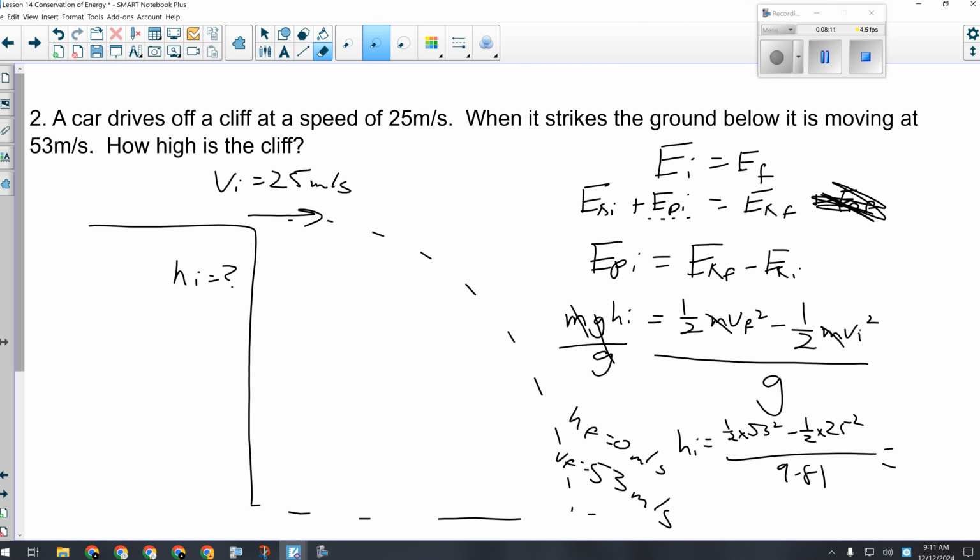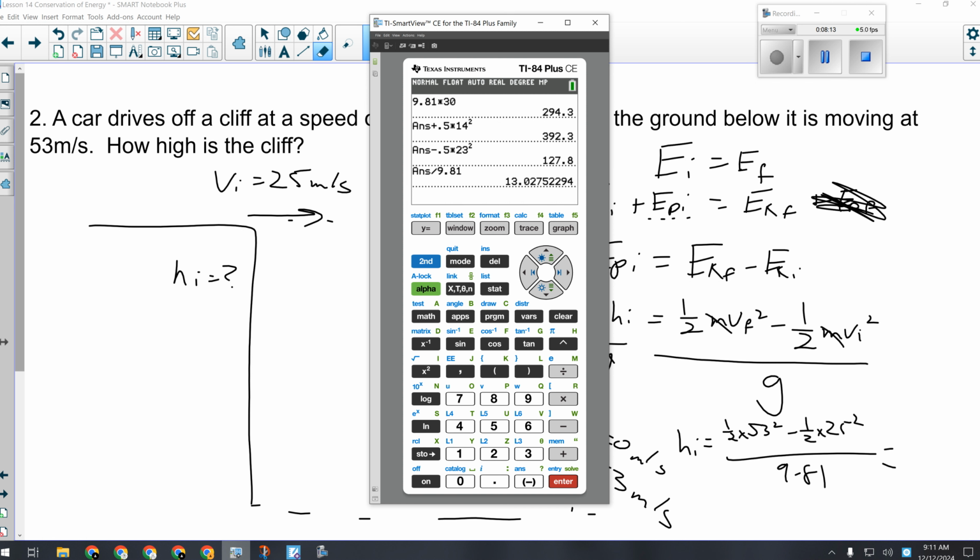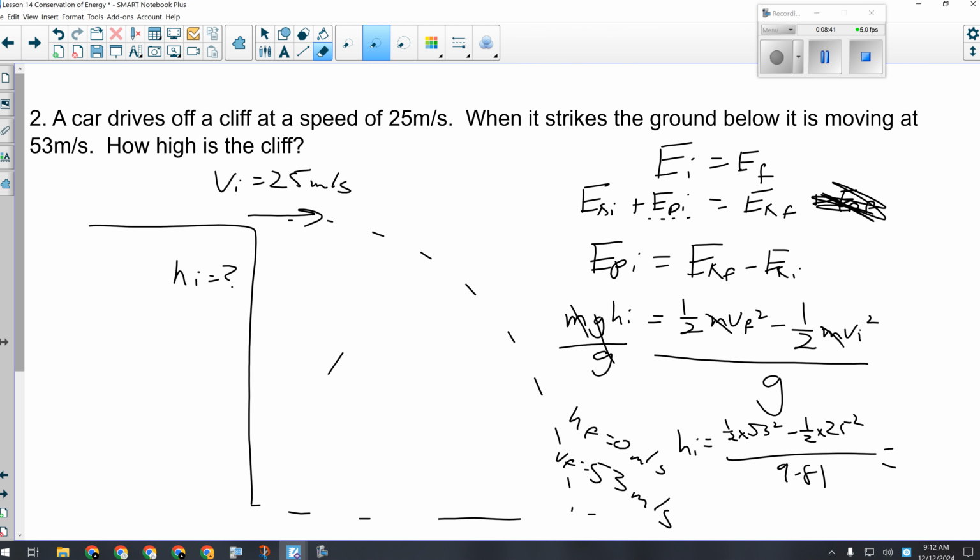Let's find out how high this cliff is. 0.5 times 53 squared minus 0.5 times 25 squared. Okay, and then divide that by 9.81. Well, you'll probably have to take a breath and scream twice. Okay, that's a pretty tall cliff. You're going to be falling for quite a while, okay, on that cliff of 111.31 meters. Okay, everybody all right with that one?